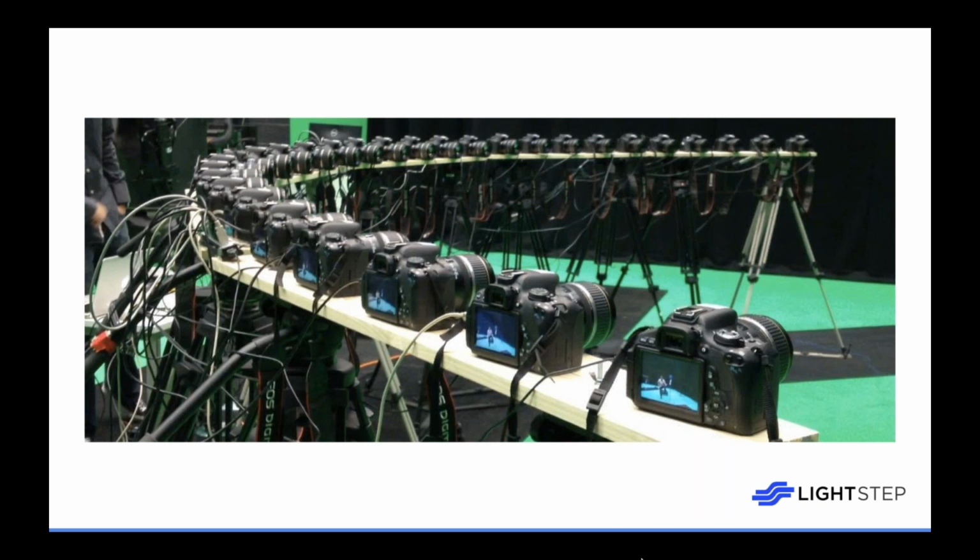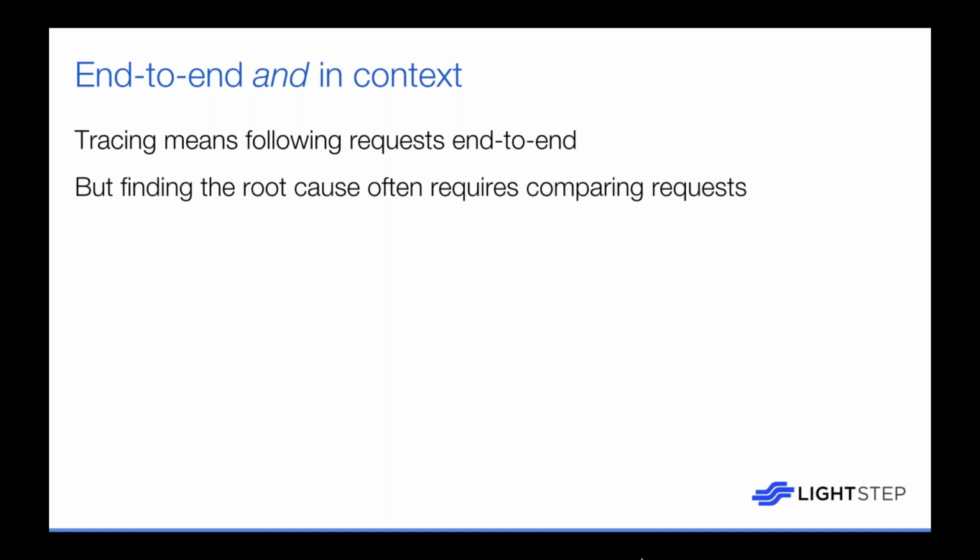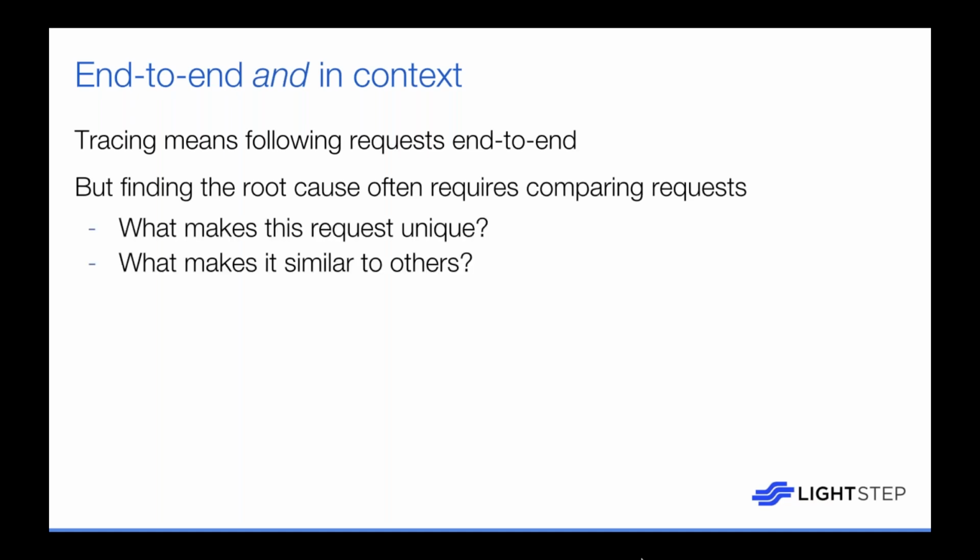So tracing is not just an individual request. Of course, it does mean following those requests end to end. But in addition to that, it's also understanding what's different about different kinds of requests. What makes this request unique? What makes it similar to others?